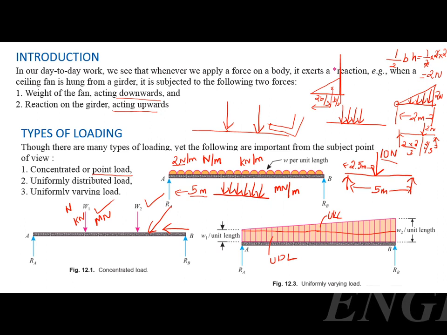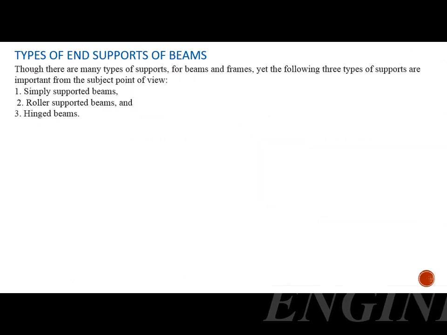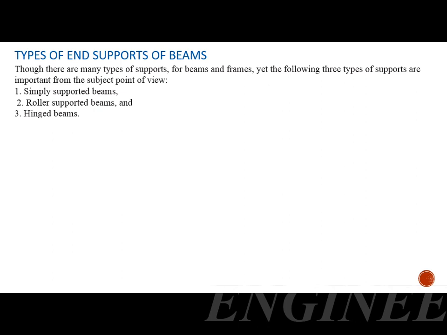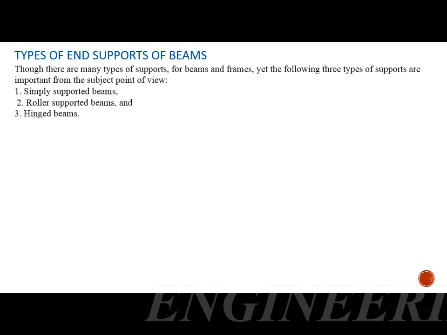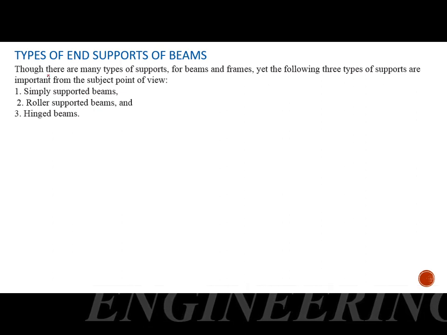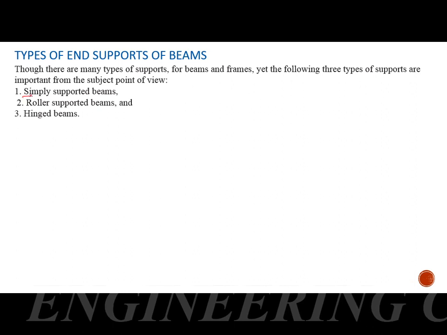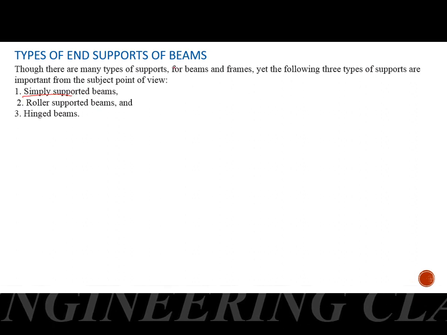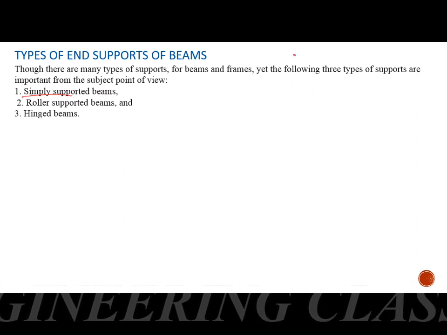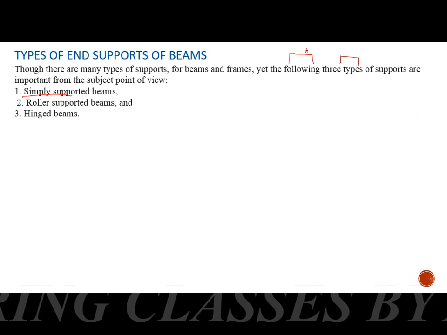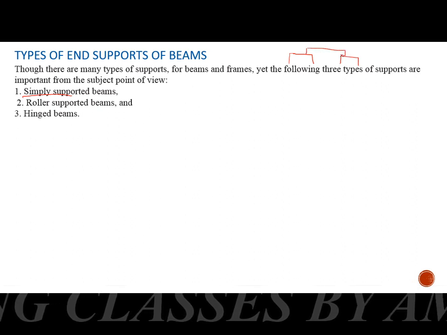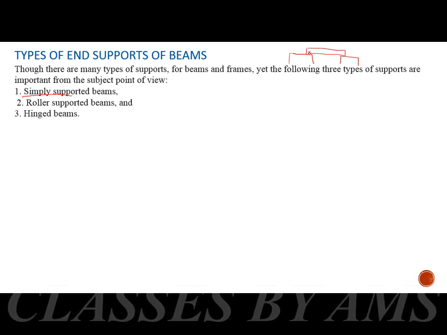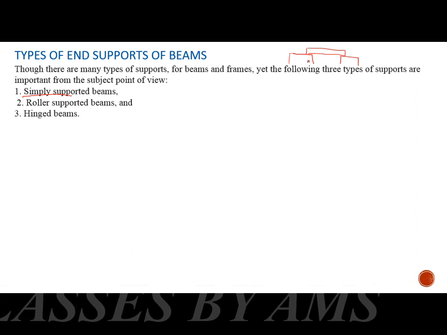So these are the 3 types of loading we are experiencing in our problems. Okay, we'll go to our next slide. Next we are going to discuss the types of support beams. The first thing we will be discussing is simply supported beams. Simply supported means, suppose here is one wall and another wall is here. I am placing a beam over this. This is called simply supported.